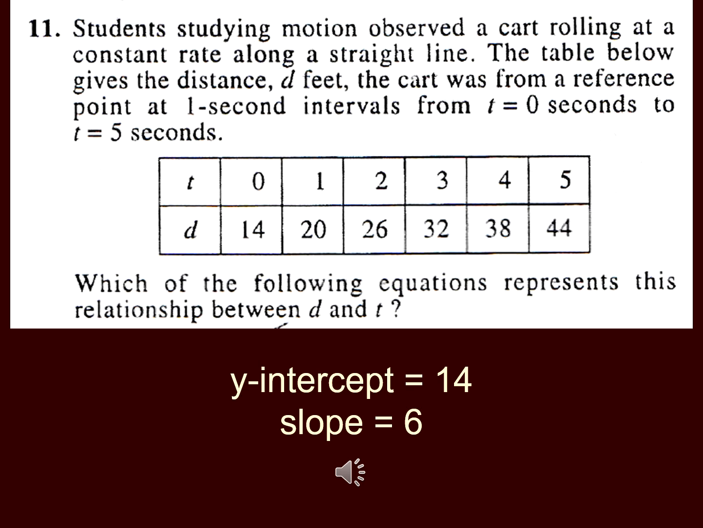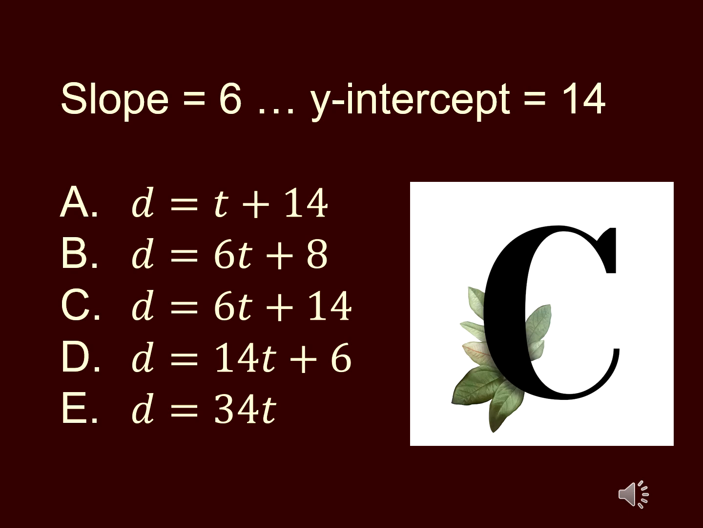Slope is how much it changes as you go over 1. And each time I go over, this is increasing by 6. We go 14, 20, 26, 32. It keeps going up by 6. So the y-intercept's 14, the slope is 6. Remember, y-intercept's the number by itself in the equation, slope is the one by the variable. So here we got to have d equals 6t plus 14, choice C.